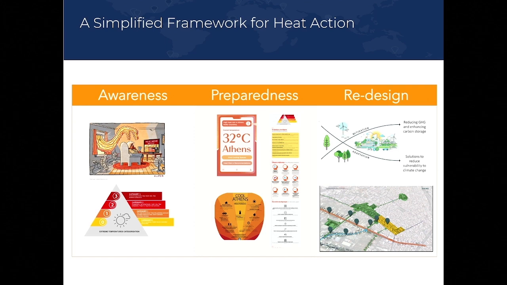Preparedness: do people have, in schools, a heat response plan to make sure that children have a way to get home safely or to get to a cooling center? And finally, redesign. Those first two sections are great, but in the end, our cities are not, in many cases, fit for purpose at this point with the types of heat waves that we're seeing. So how do we need to redesign neighborhoods and urban environments to be more appropriate for the heat of today? Next slide, please.